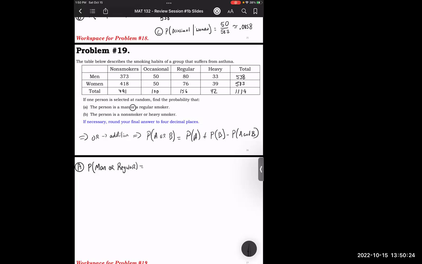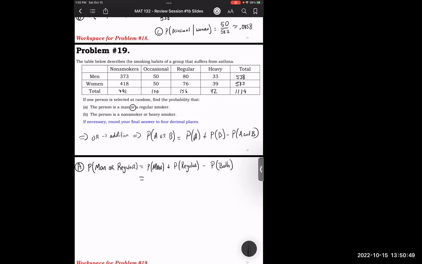So by our formula, just by using some substitution here, man is the first event, regular is the second event. That's our A and B. So it's the probability of man plus the probability of regular smokers minus the probability of them both, right? Meaning essentially the probability of getting a man that is a regular smoker.